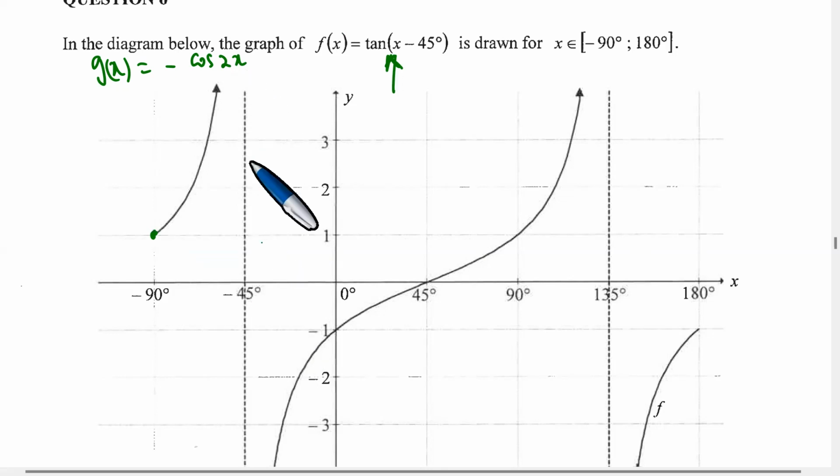At 45, 2 times 45 is 90. The cosine of 90 is 0. So that becomes a graph. At 0 degrees, cosine 0 is 1 and then becomes minus. At minus 45, 2 times 45 is 90. The cosine of 90 is 0. At 90 degrees, 2 times 90 is 180. Cosine 180 is minus 1, but there's a minus, making it a 1.